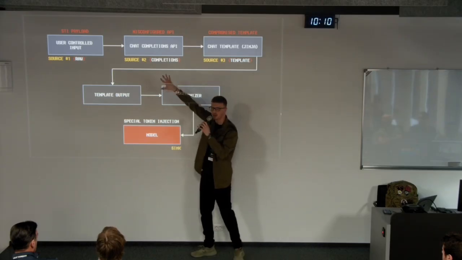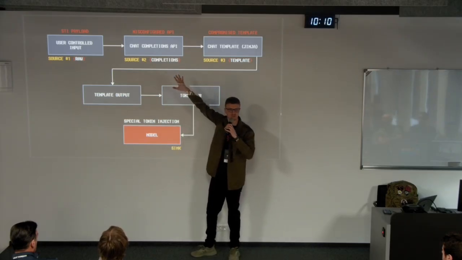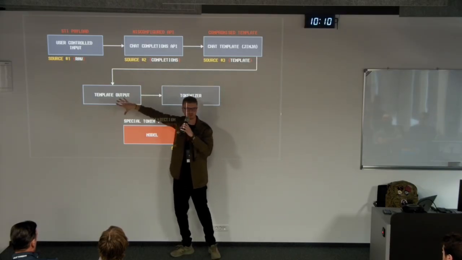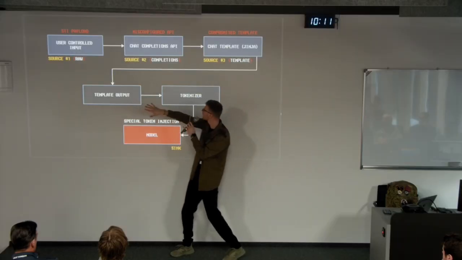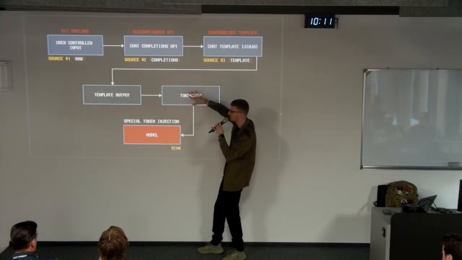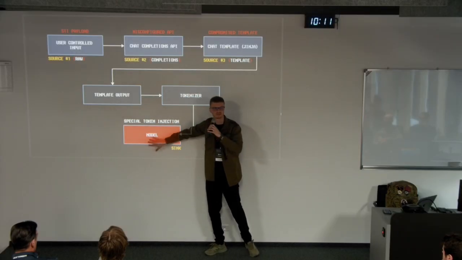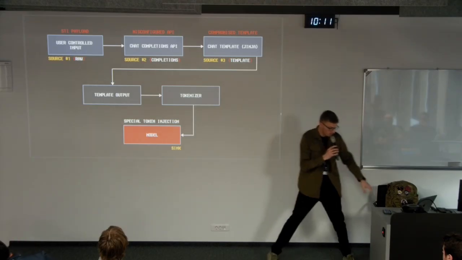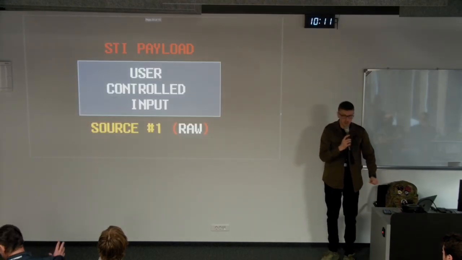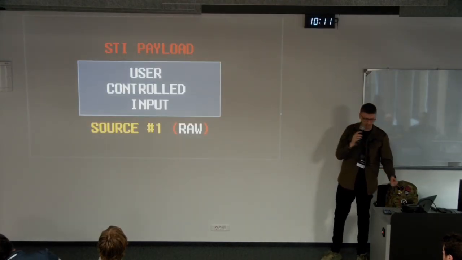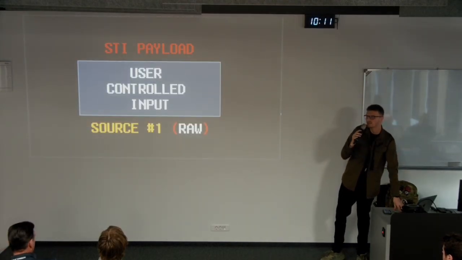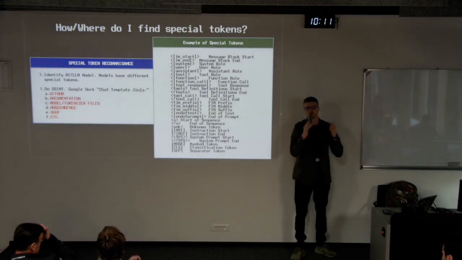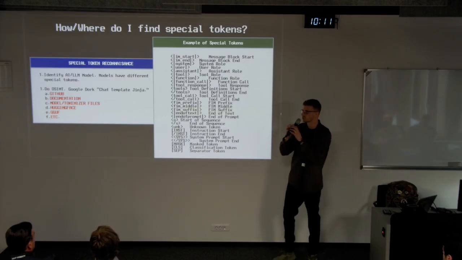And then upon having the user input from all of these sources, the Jinja template will produce the output, which in most cases is ChatML. Then we have the tokenizer that generates token IDs, and then we have the sink, which in this case is the model. So let's see how we can create some payloads in order to achieve special token injection.